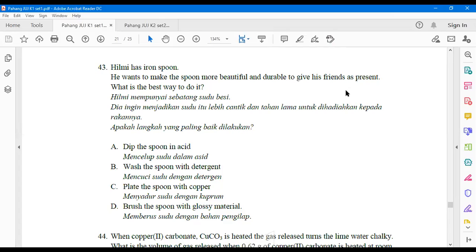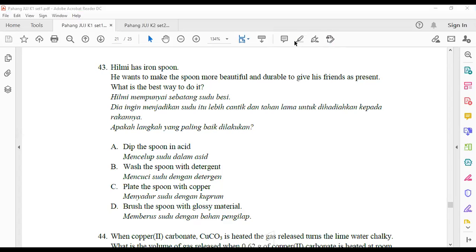Okay. So what will happen? The half equation that occurs if you are electroplating the iron spoon with copper. We are talking about this electroplated iron spoon with copper. What will happen is the copper will become the anode. Can you write the half equation that happened at the anode?